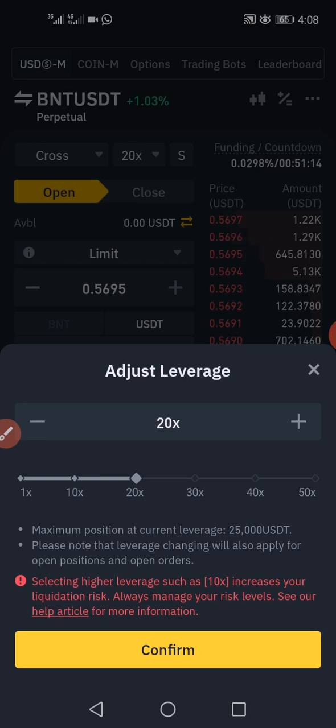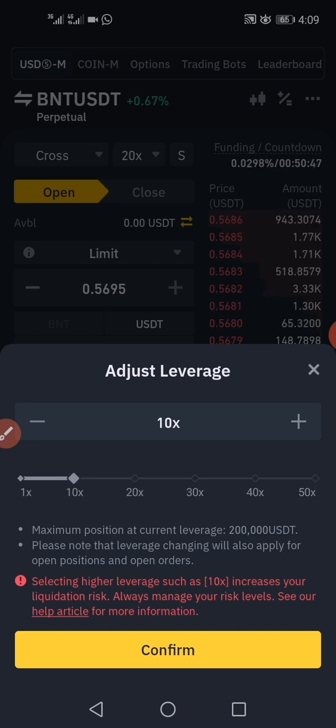So you are borrowing more money to trade a particular asset. So if I reduce it to 10x, that means I'm borrowing 10 times of my money. So if I'm trading with $100, and I put 10x, that means it's as if I'm trading with $1,000. That's what leverage means. Okay, so now I want to caution you here.